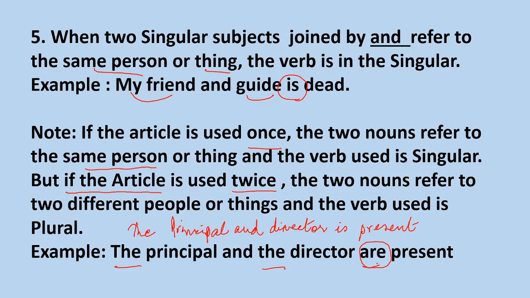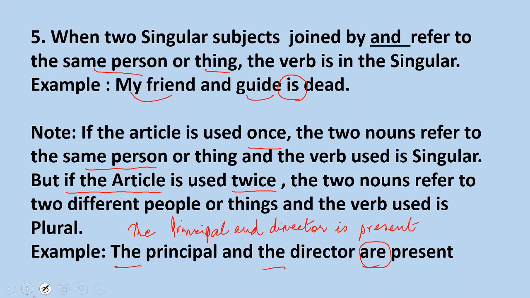If the article is used once only, then the verb will also be singular. Of two nouns, the verb will be singular. For example, the principal and director is present. Only once the article "the" is used. But if the article is used twice, meaning two times, then those two subjects become two persons and the verb also becomes plural. So, the principal and the director are present.